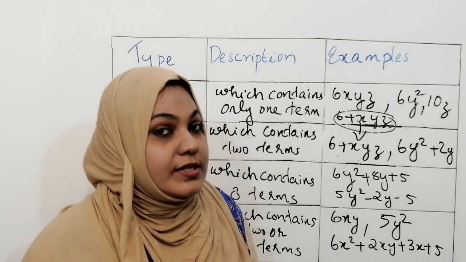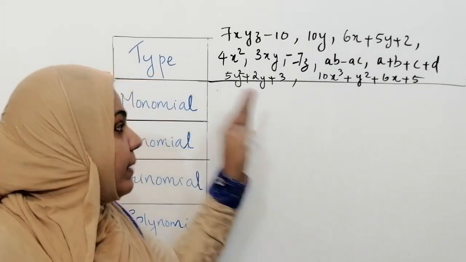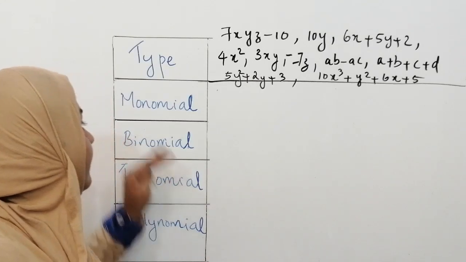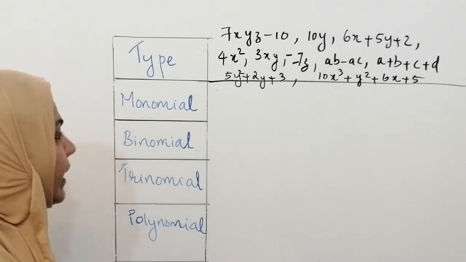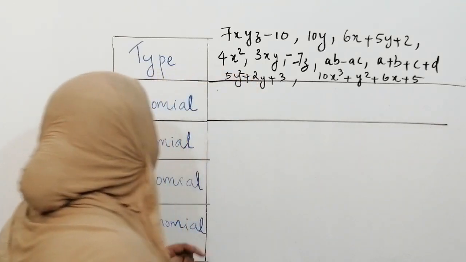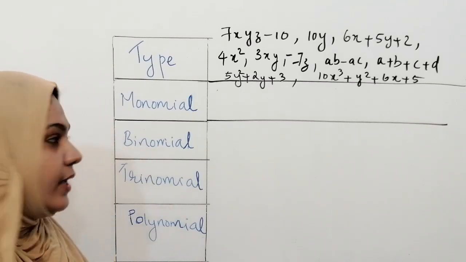Now we can solve one question related to different types of algebraic expression. Here you can see some examples of different types of algebraic expression. You have to identify which one is monomial, binomial, trinomial and polynomial. So first we can do monomial. You know that monomial contains only one term. So let's see which expression comprises only one term.